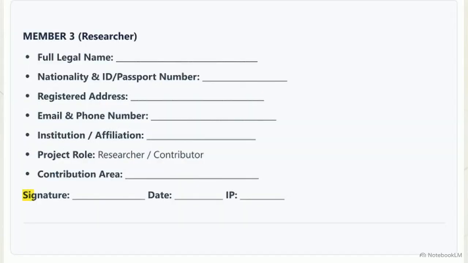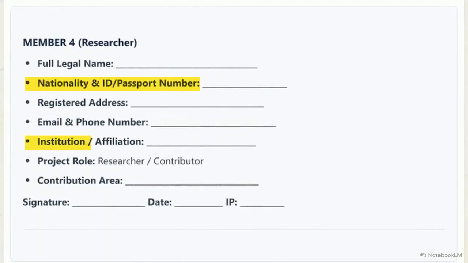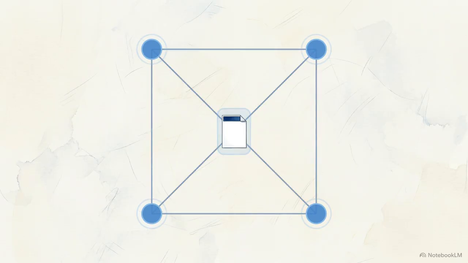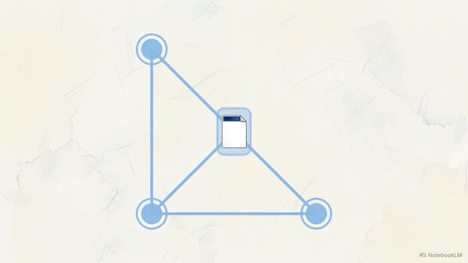For the final step, every individual researcher must digitally sign this block, confirming their nationality, institutional affiliation, and their agreement to the project's governance rules. Because this multi-party signing includes built-in continuity licenses, your project remains secure and operational, even if a specific member has to leave the team. So let's review your progress.